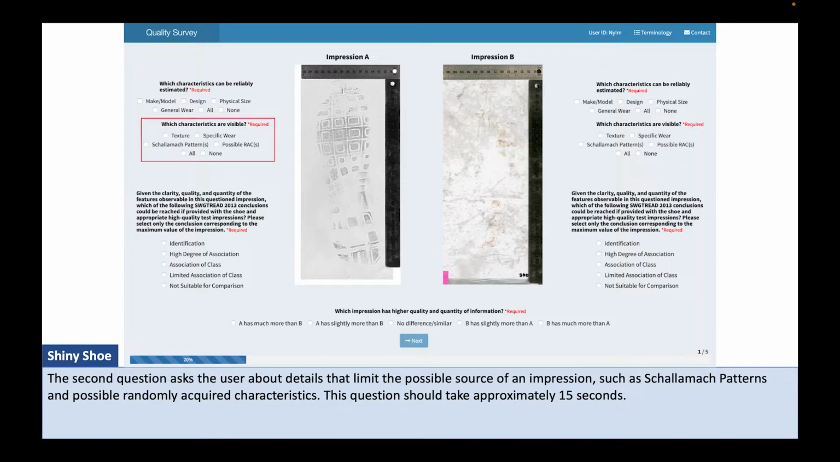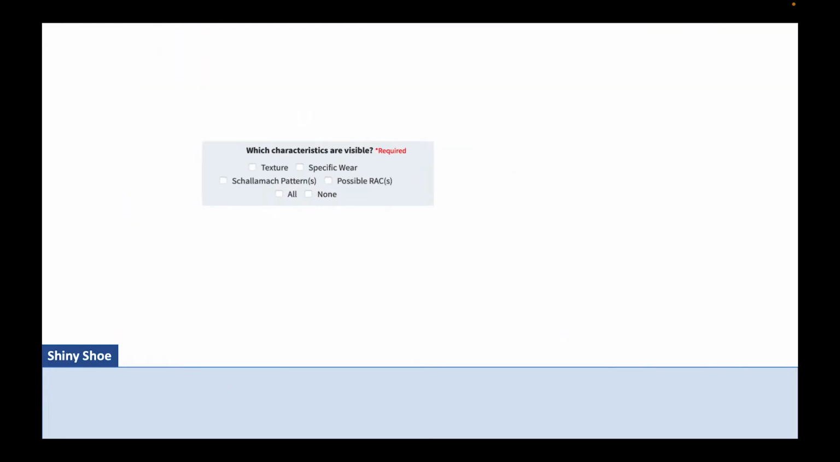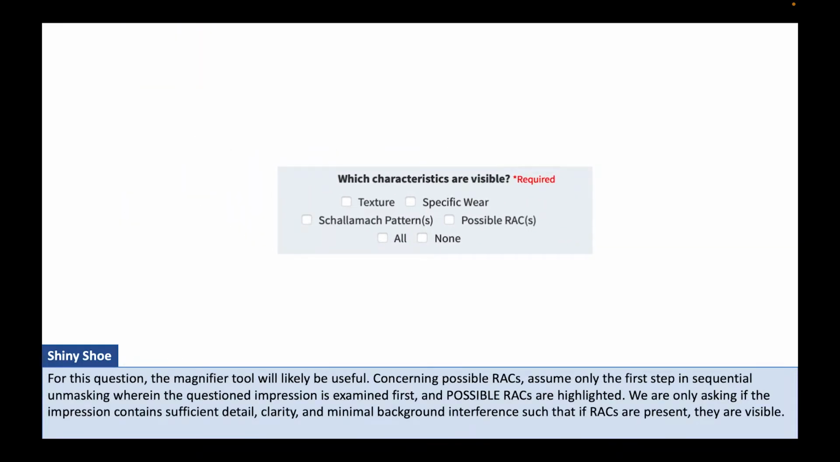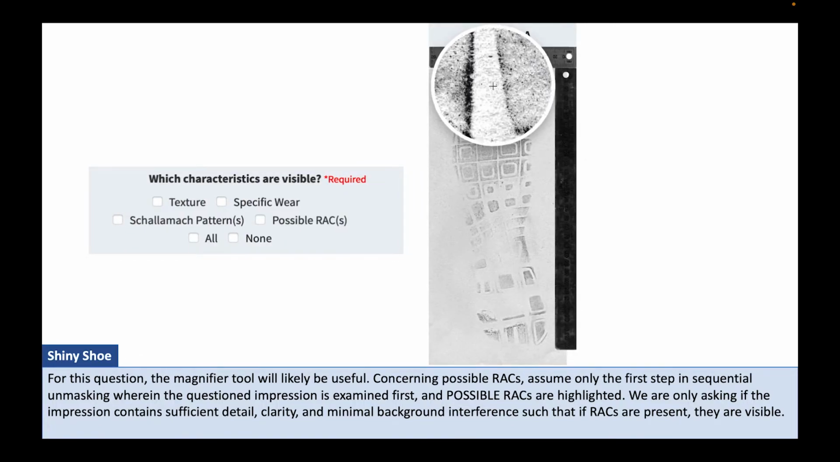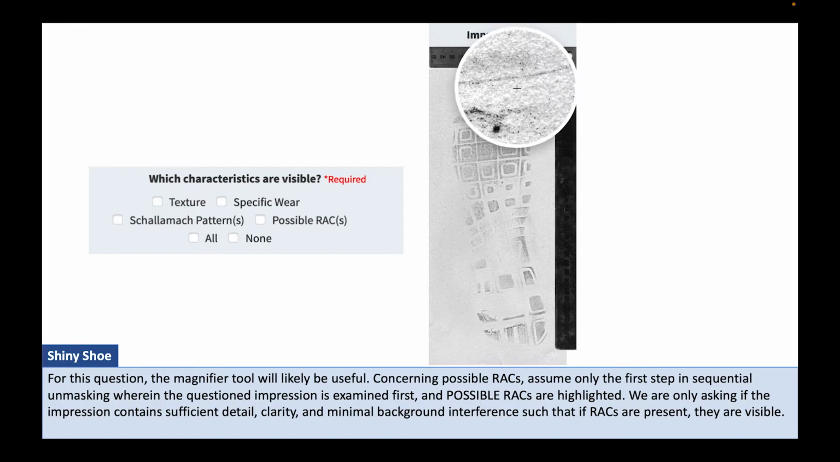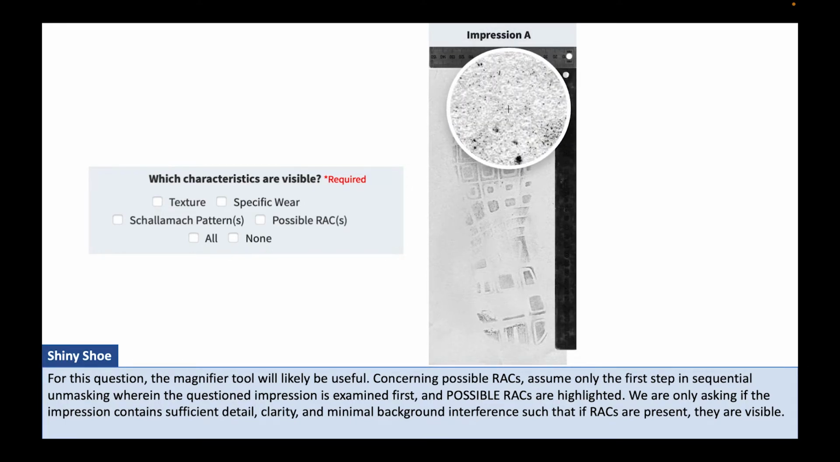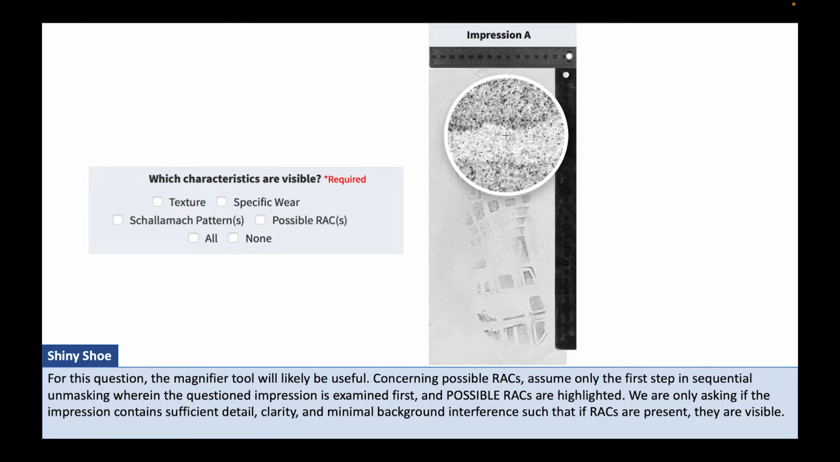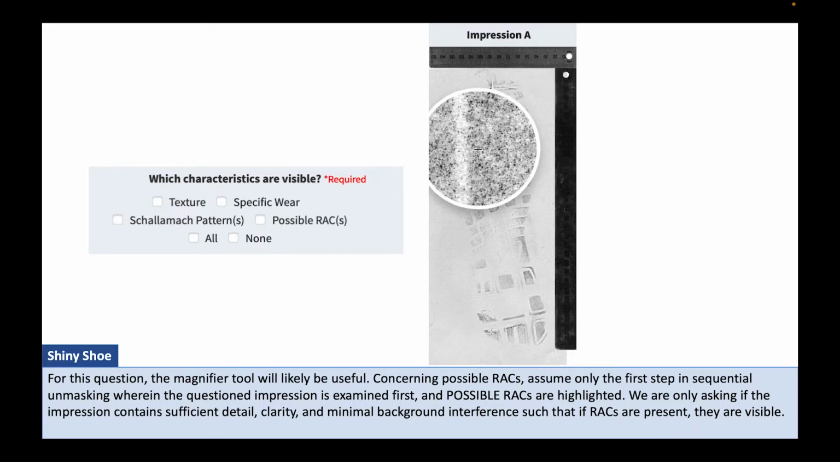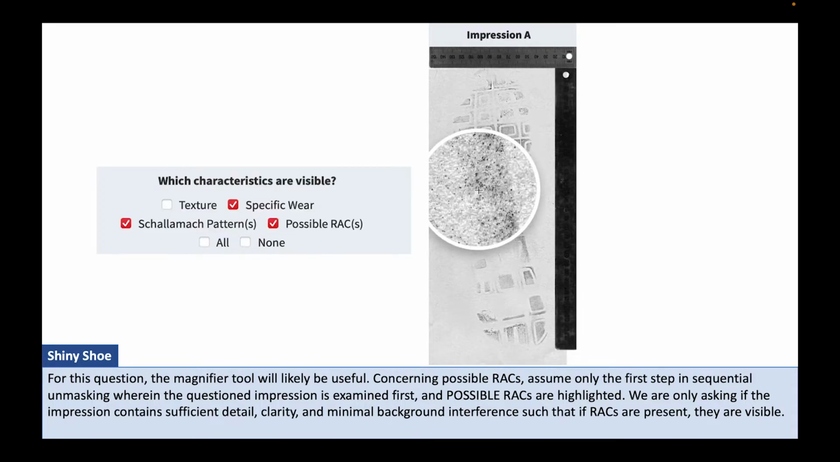The second question asks the user about details that limit the possible source of an impression, such as Schallamach patterns and possible randomly acquired characteristics. This question should take approximately 15 seconds. For this question, the magnifier tool will likely be useful. Concerning possible RACs, assume only the first step in sequential unmasking, wherein the questioned impression is examined first and possible RACs are highlighted. We are only asking if the impression contains sufficient detail, clarity, and minimal background interference such that if RACs are present, they are visible.